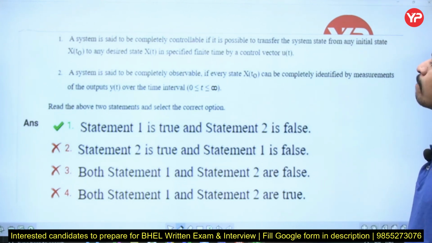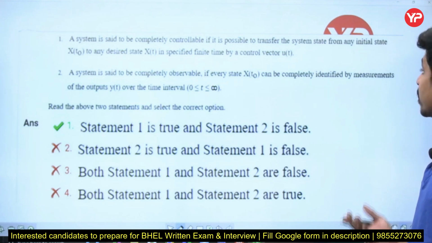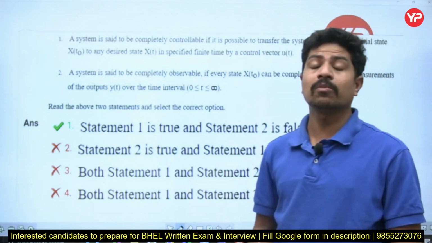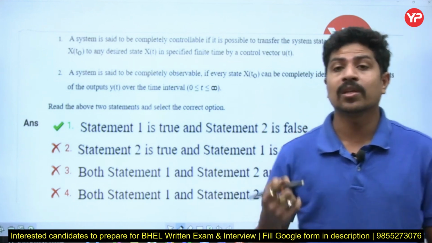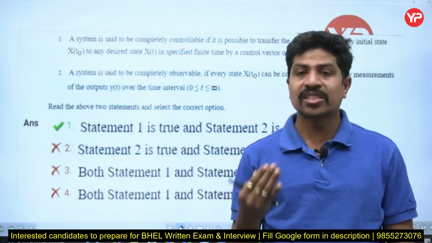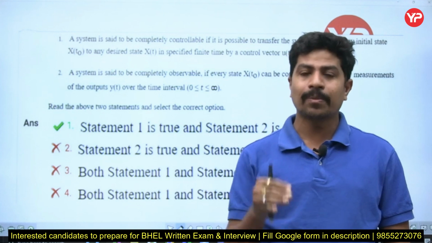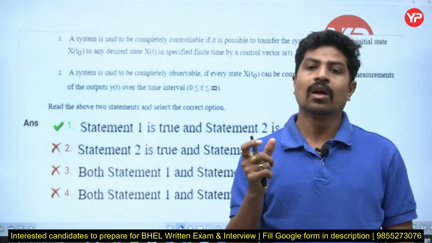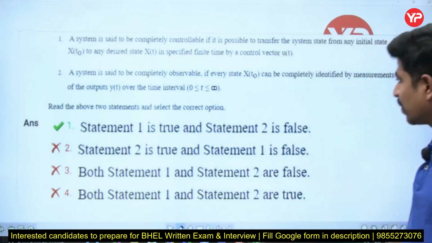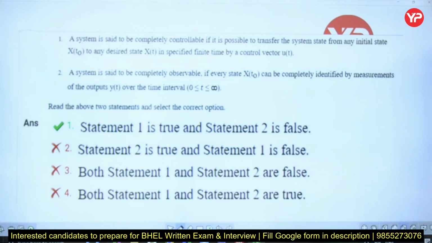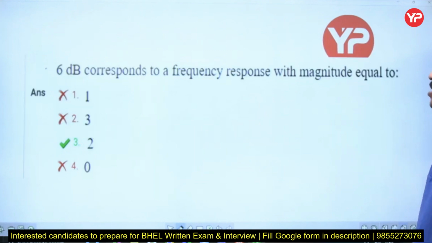Yes, there is something like a typo, I think, in this. A system is said to be completely observable if it is possible, yes, the general statement for observability is: a system is said to be completely observable if it is possible to measure all the outputs of that particular system within some finite amount of time, right? Statement 2 is also correct according to me. I don't know why this fellow gave statement 1 true and statement 2 false as the answer. Okay, fine. Let's go to the next question, please.